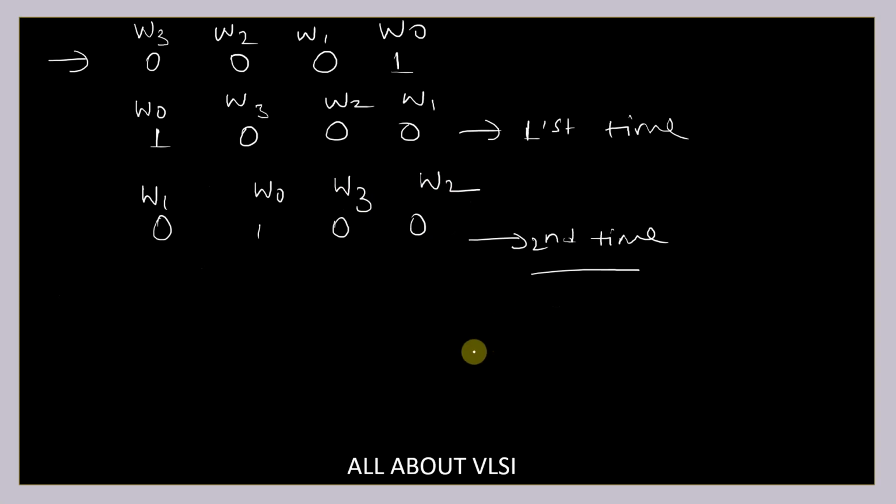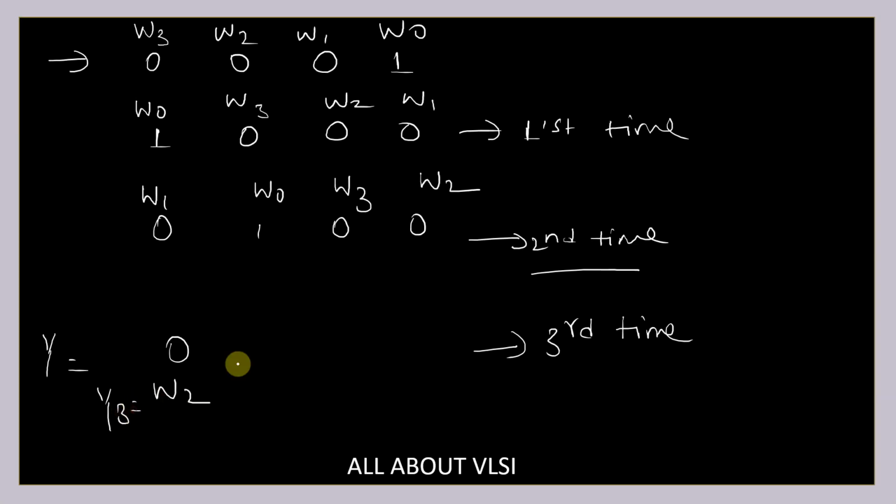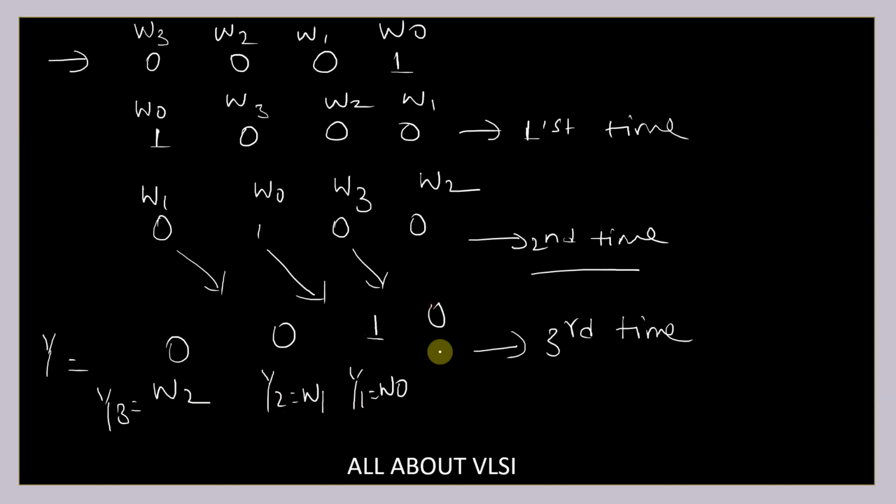Now, if I perform the shifting for the third time, this we already know. I want to give some conclusions from here, and that's the reason I'm explaining it. So I'm going to have 0, which is nothing but W2, so Y3 will be equal to W2. This will be shifted, so Y2 will be equal to W1. This will be shifted, and Y1 will be equal to W0. And this will be shifted over here, so Y0 is equal to W3.